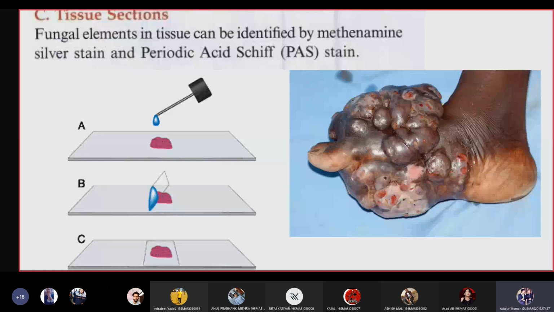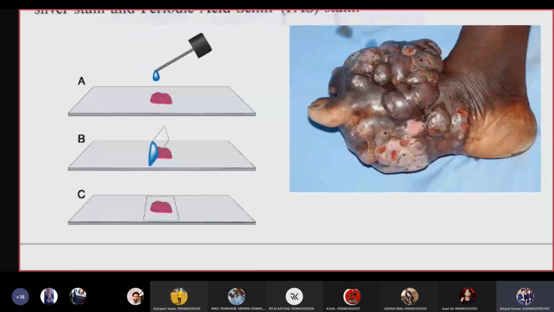So my idea is that in today's lecture I will discuss in detail this mycetoma infection. This fungus can be identified by PAS stain. Upon performing this PAS stain, we are able to identify the species, that is, what type of mycetoma it is. So let us see this one.